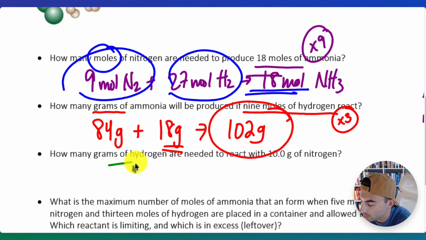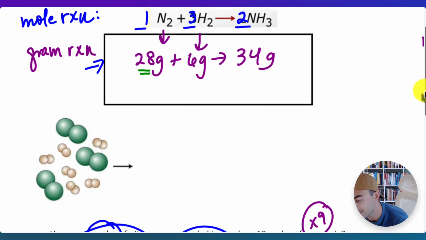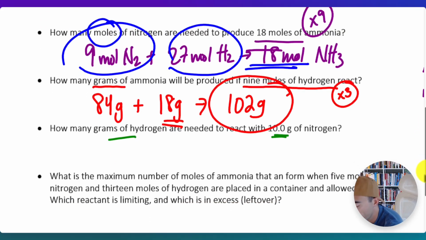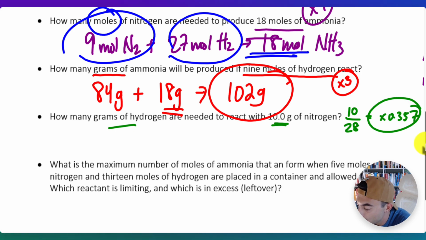How many grams of hydrogen are needed to react with 10 grams of nitrogen? So let's go check out my standard gram reaction. Each time this reaction runs once, 28 grams are used. If I'm only using 10 grams of nitrogen, I'm scaling this down. We have to be careful, right? It's always what we have divided by what the reaction tells us. So 10 divided by 28 gets us a scale factor of 0.357.